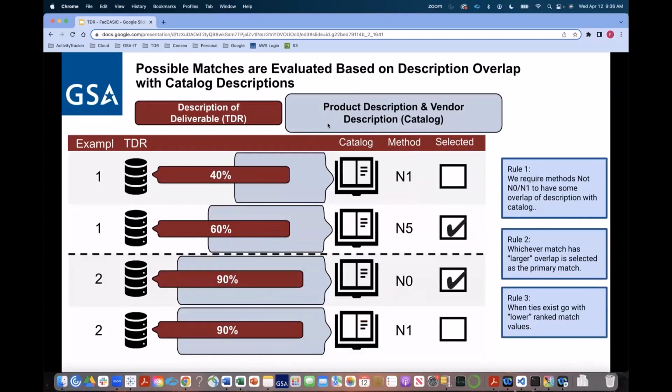When we have multiple potential matches, we initially choose the match which has the most description overlap. And if the matches have identical description overlaps, then we go with the method which is the lowest ranked. In this case, we can see that N5 will be chosen above N1 in the first example. In the bottom example, N0 will be chosen above N1.